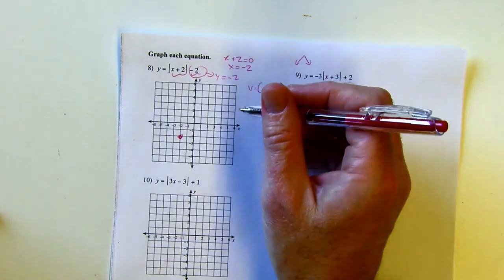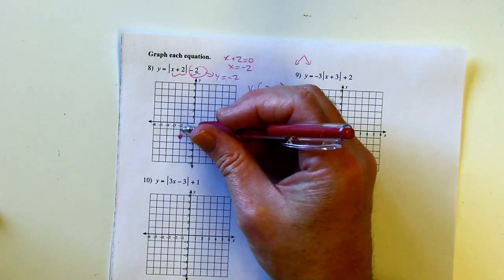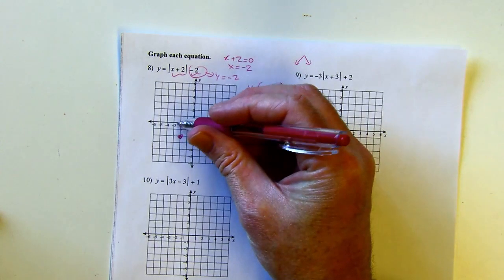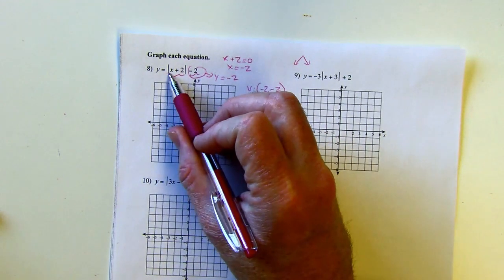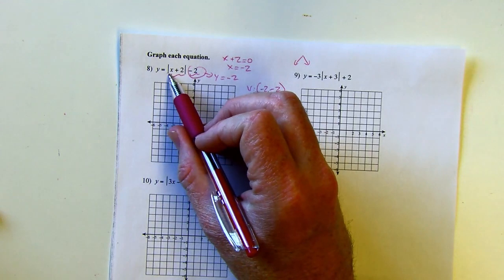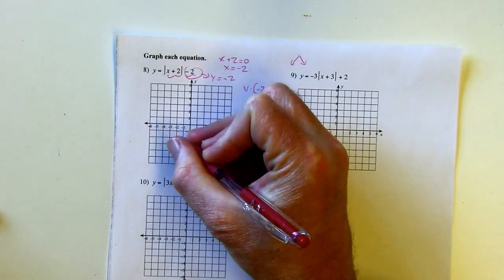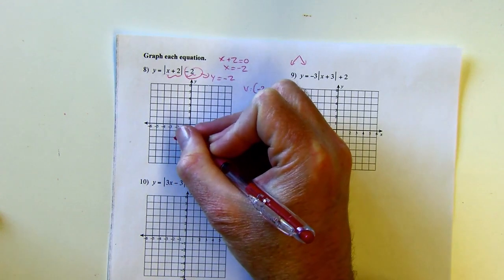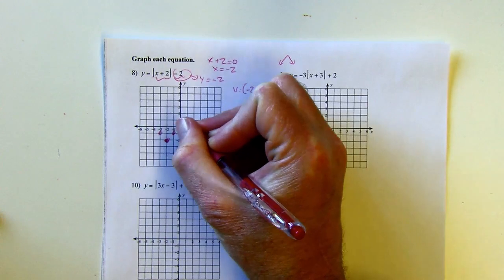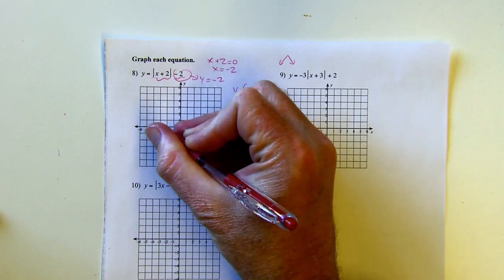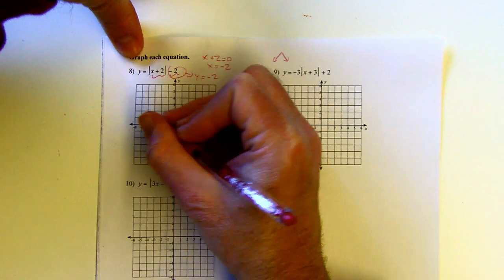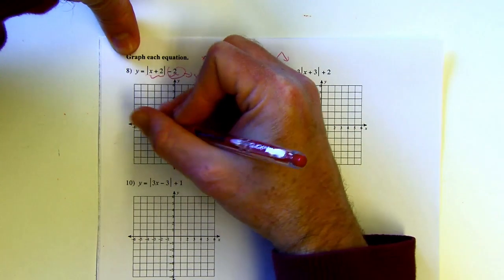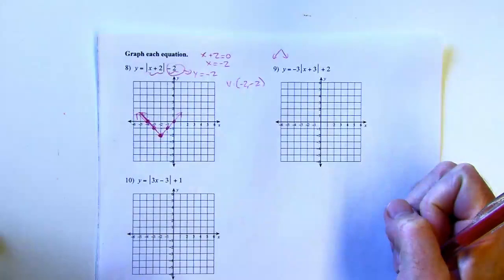All right, so the parent graph, I'd go up one to the right one and up one to the left one. So I'm looking, is there going to be a stretch or a compression? Well, there's not, because there's no coefficient in front of the x or in front of the absolute value. So this is going to look just like the parent graph, just with that new vertex. So I'm going to go up one to the right one, up one to the left one, and so forth. And you can make as many of those points as you need, but you get the idea after that, right? It's going to look like that, okay?